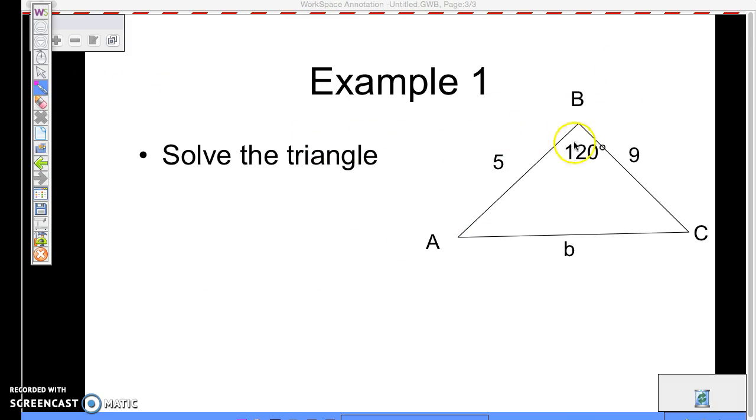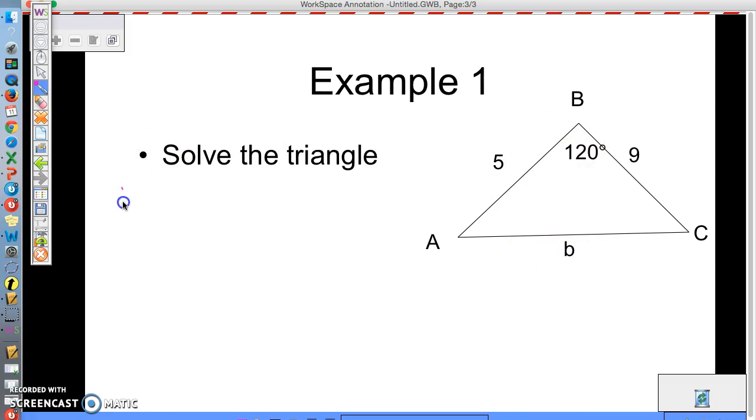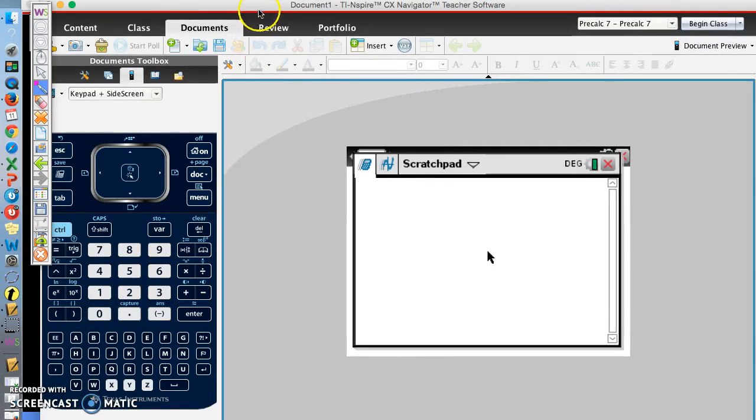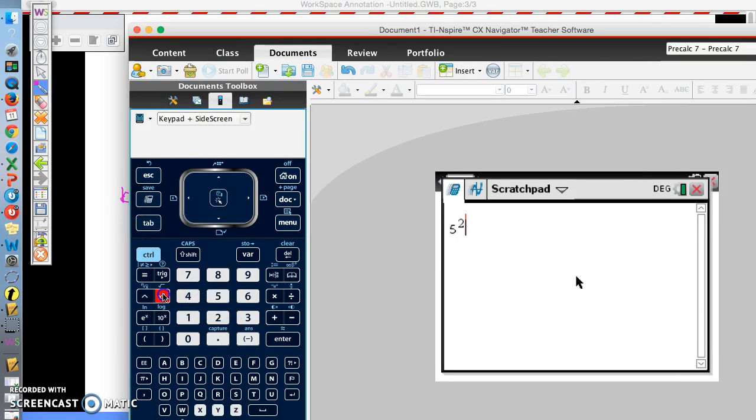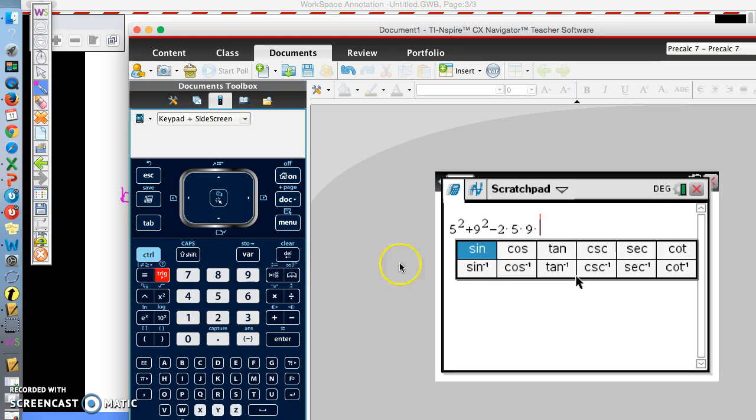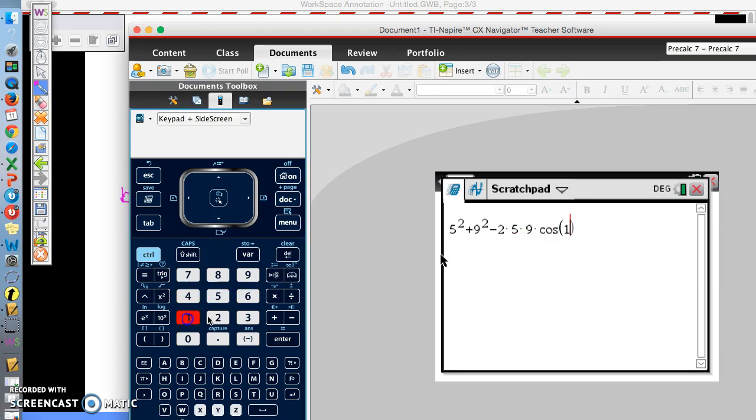So we're asked to solve this triangle. So you can see how we can't use law of sines here because we don't have an angle and the side opposite. So we want to find b. So b squared equals 5 squared plus 9 squared minus 2 times 5 times 9 times the cosine of 120. And since we have everything here, we can just type this all into our calculator here. So 5 squared plus 9 squared minus 2 times 5 times 9 times the cosine of 120.